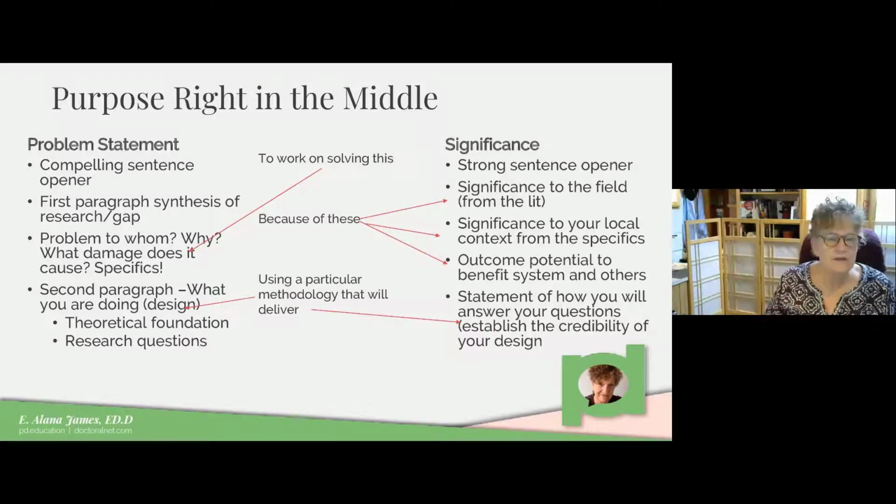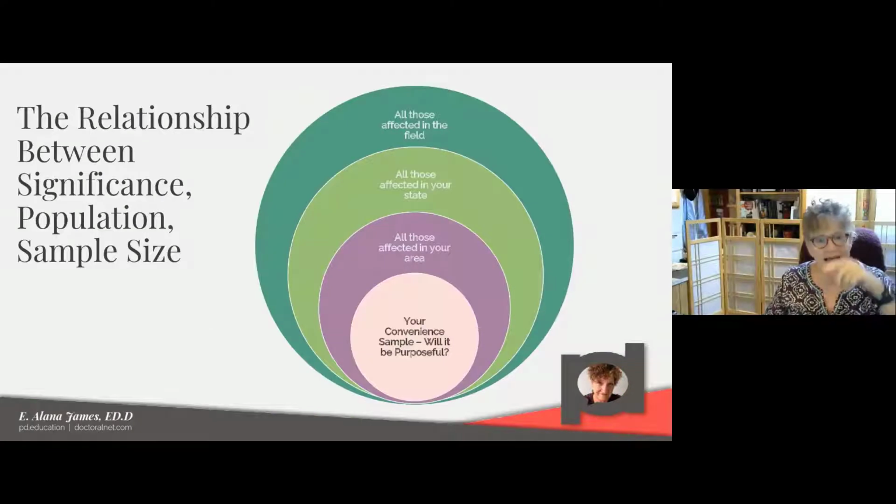So you might be significant to the local context, significant to the benefit of a system to others, and through that to the field as a whole. So how does that? All those that are affected in the field is larger than those that are affected in your state, is larger than those in your area. Most of you will be doing convenience samples, so you're studying those that you can get your hands on. And then how does that tie into the bigger dreams that you have? This is something that you need to consider.